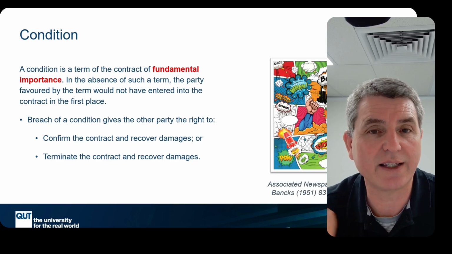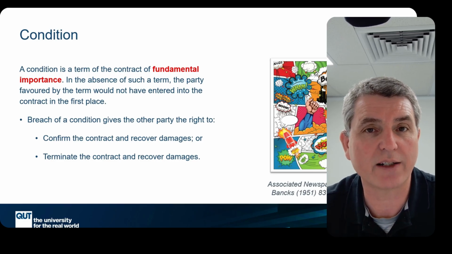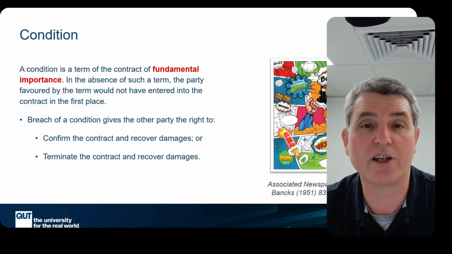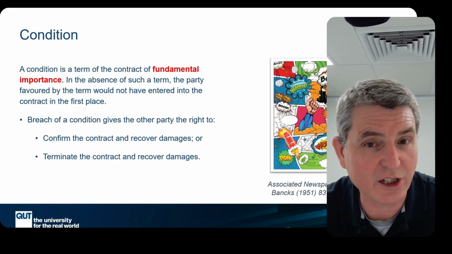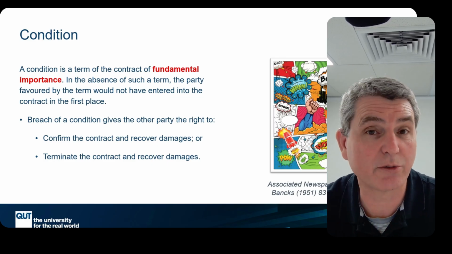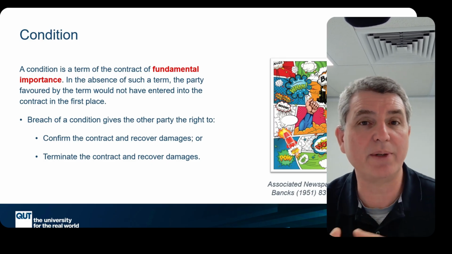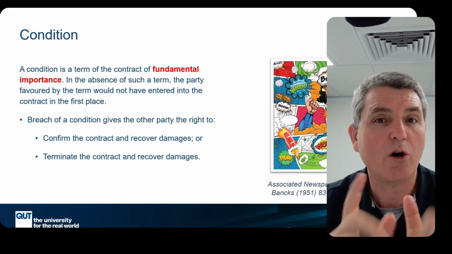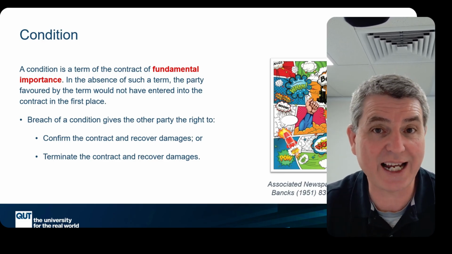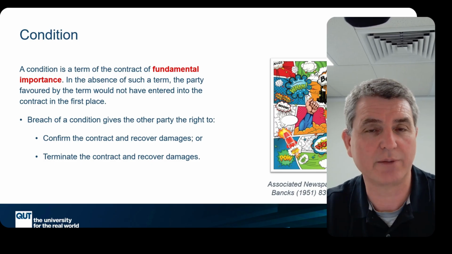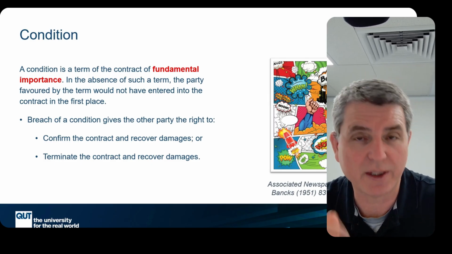There was evidence that said the cartoonists wouldn't have entered the contract if they hadn't guaranteed that the cartoon was going to be on the front page. And so because of that, they'd breached a condition. This was a condition of the contract, not a warranty. And as a result, the cartoonist had the ability to either confirm the contract and say, I want to go ahead and get damages, or they could terminate the contract, get out of the contract, which would allow them to sign another contract with the rival newspaper and get damages as well. That's the flexibility that you get as a remedy if there's been a breach of condition.